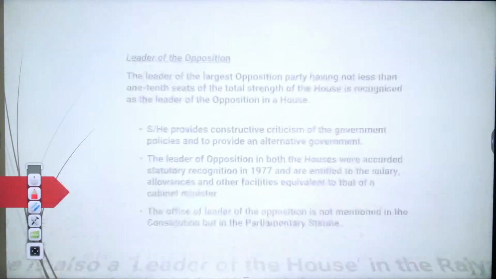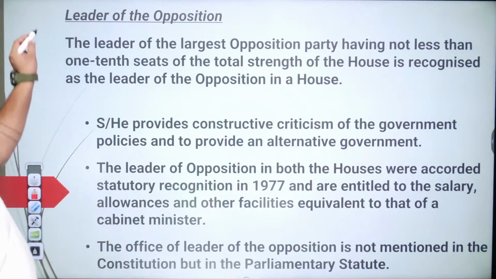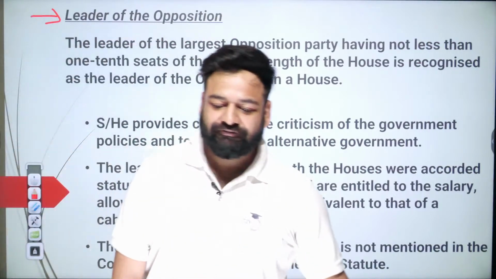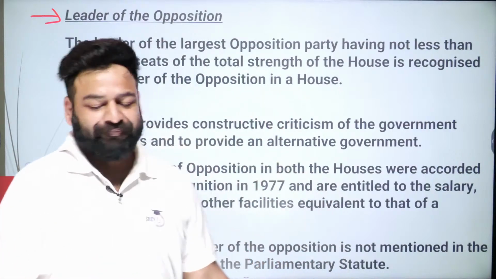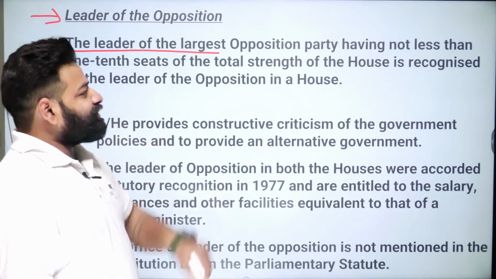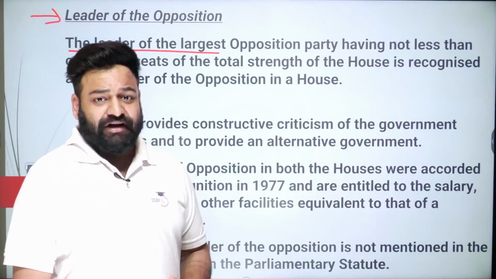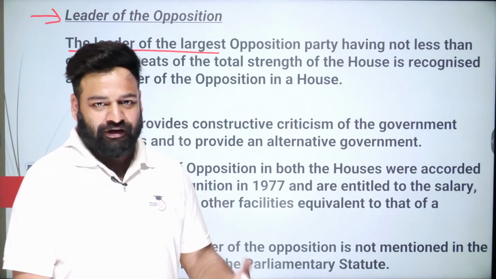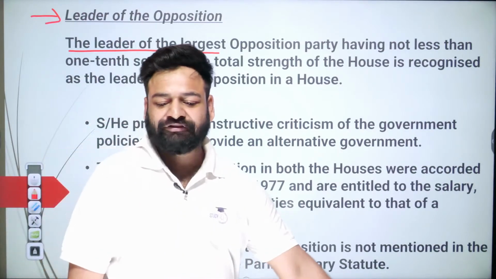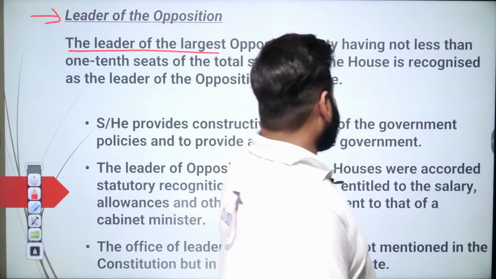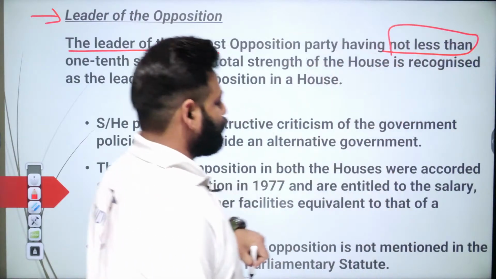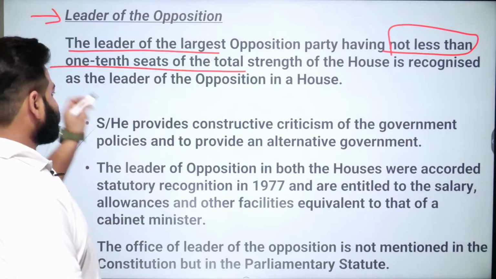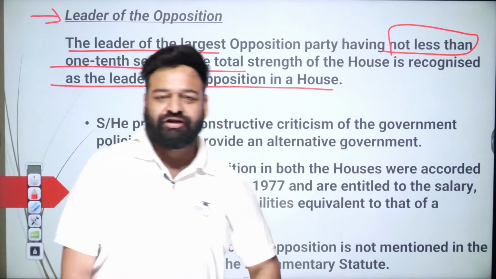Next, leader of the opposition. Okay, so here we have got the next person, the leader of the opposition. Now what is that? The leader of the largest opposition party. How am I going to define the largest opposition party? Do I have any figure, any number for this? Yes. The leader of the largest opposition party, having not less than 1/10 seats of the total strength of the house, is recognized as the leader of the opposition in a house.